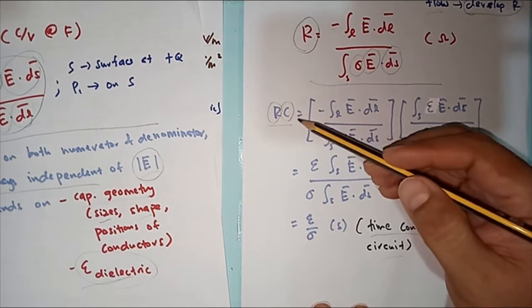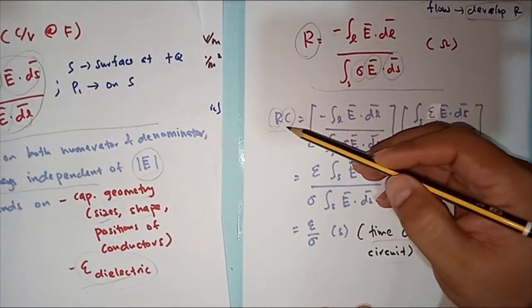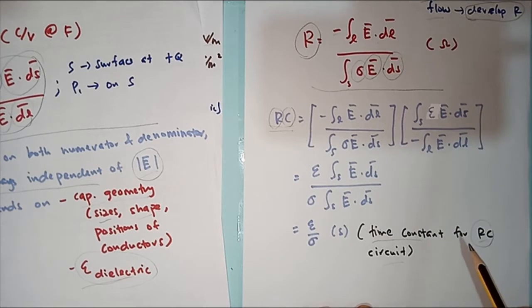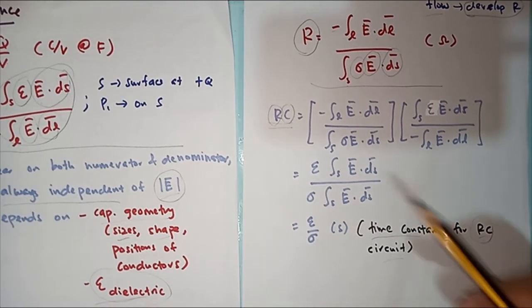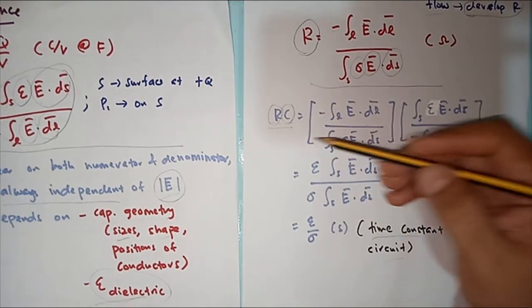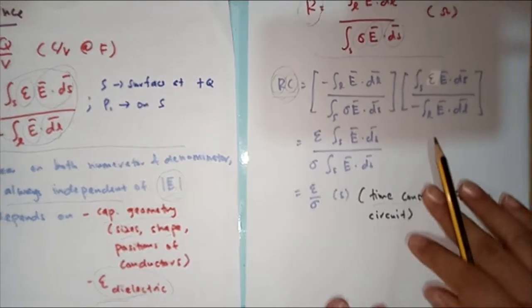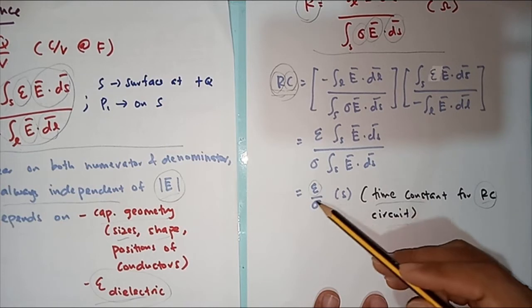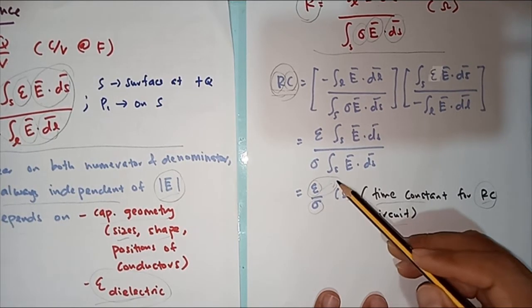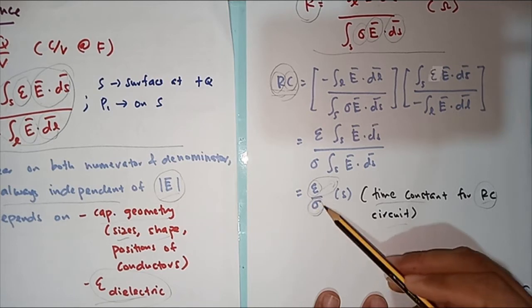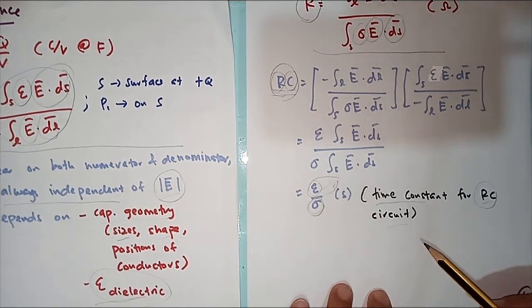By considering the expressions that represent our resistance and the capacitance that we derived just now, we can have the equation that represents this time constant equal to epsilon divided by sigma. This is the permittivity of the dielectric, divided by sigma, where sigma is the conductivity of the dielectric.